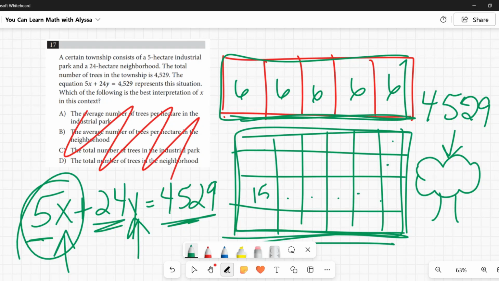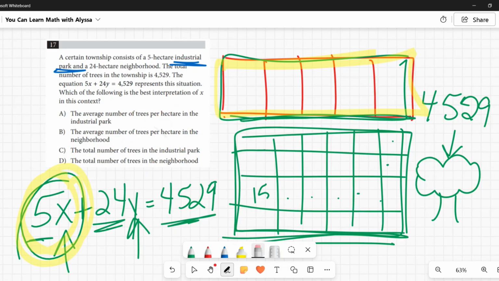And since we're talking about x, that is this one right here, 5 times x, it would be up here. It would be the number of trees in each hectare in the 5-hectare industrial park. So the number of trees per hectare in the industrial park. That's my answer. Let's look at our options.